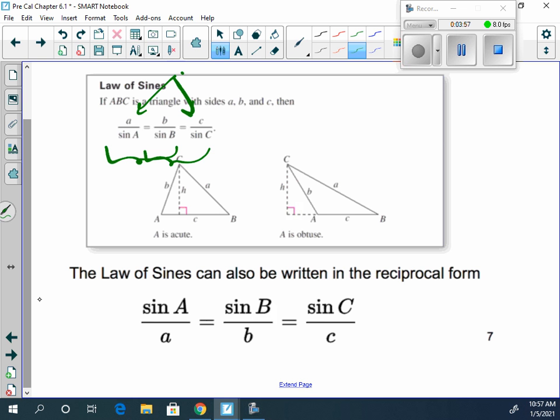Now, the reciprocal of it is we just flip it: sine of A over a is equal to sine of B over b is equal to sine of C over c. So we can use either one. Deciding which one I'm going to choose is really dependent on what I'm solving for. If I'm solving for a missing side, I'm sticking with this one here. If I'm solving for a missing angle, I'm going for this one here, because whatever I'm trying to solve for, I try to leave it on top. Because if you remember, we're dealing with fractions. If I'm solving for something on the bottom, I've got to multiply, then I have to divide. I've got to do more steps. So I try to keep whatever I'm solving for on top of the fraction. Okay?